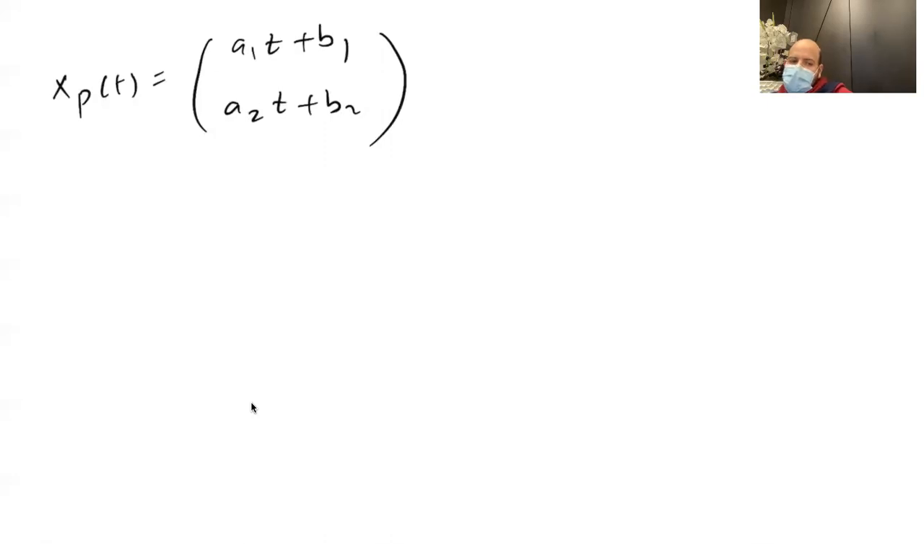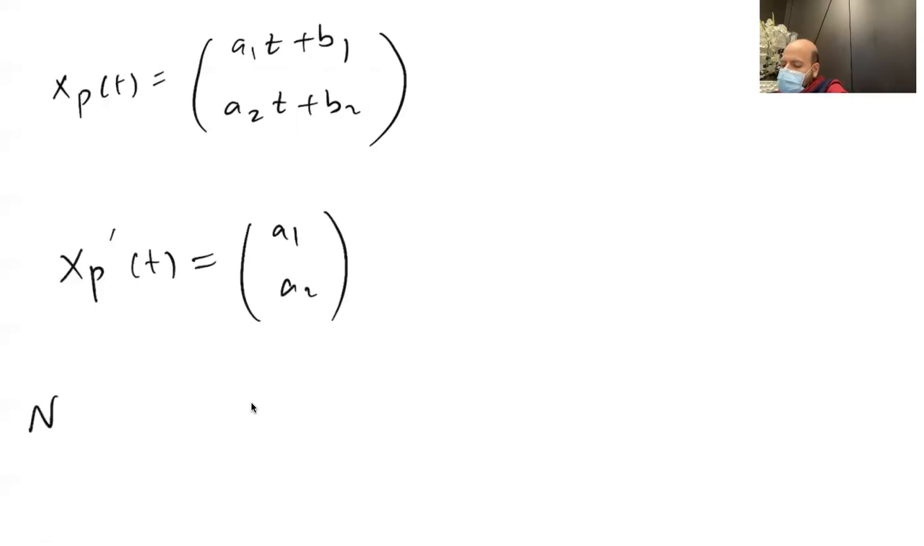So this is my xp of t. Now what will be derivative of this? So xp prime of t will be a1, a2. Just derivative of a1t plus b1 is a1. Derivative of a2t plus b2 is a2.